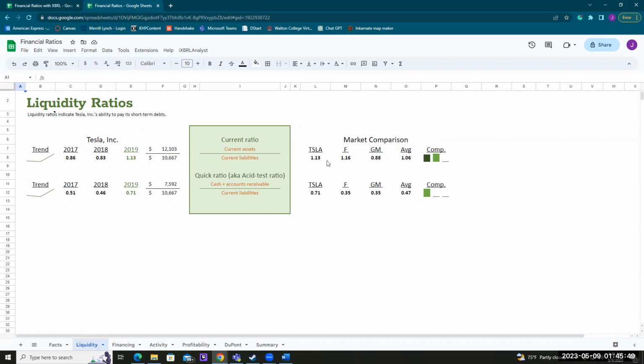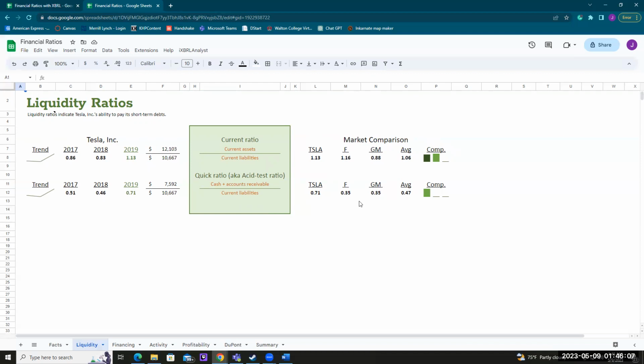Here we can see Ford is also above 1. They're above 1, so they're able to pay off all their current debt and still have some left over. And same with Tesla here. So we can see here.